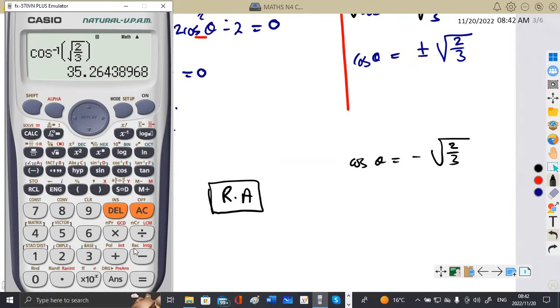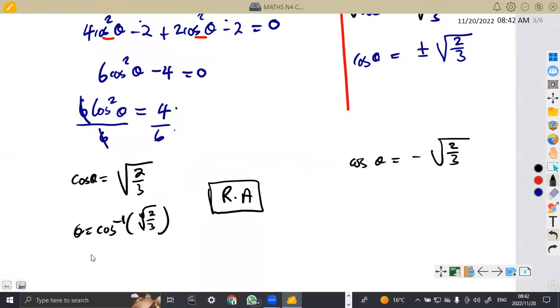All right, so that is 35.26. So that one is actually just a reference angle. So it's 35.264, something like that. So that was your theta, actually, like a reference angle. So now let's start with the positive, then we go to the negative.